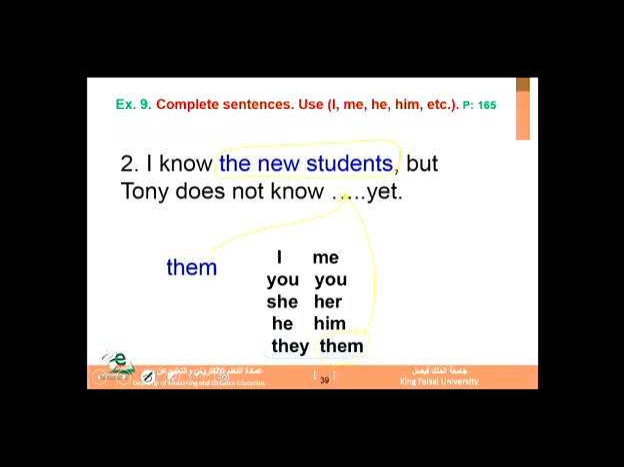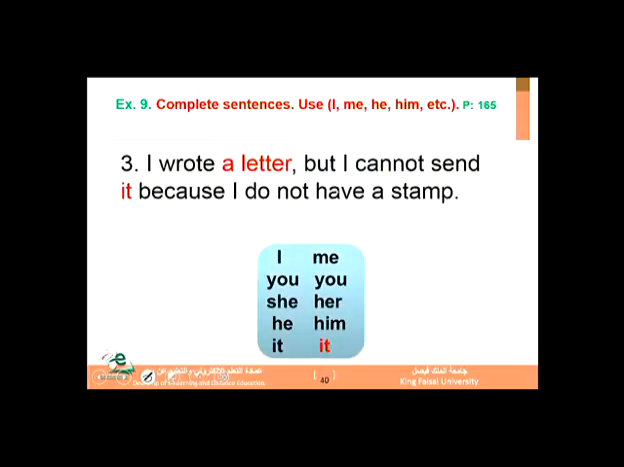So the pronoun that can be used here to express the new students is the object pronoun, them. Another example, I wrote a letter, but I cannot send it. I don't have a stamp. So this is the object pronoun it. It refers back to a letter. So I wrote a letter, but I cannot send a letter. It has the same meaning of the noun it refers back to.